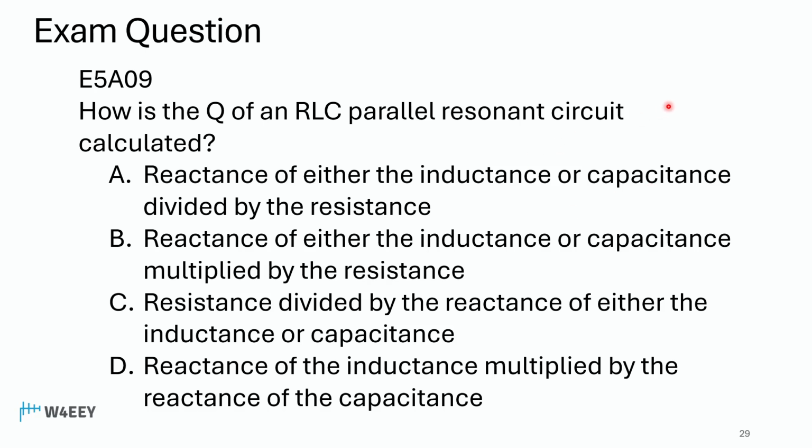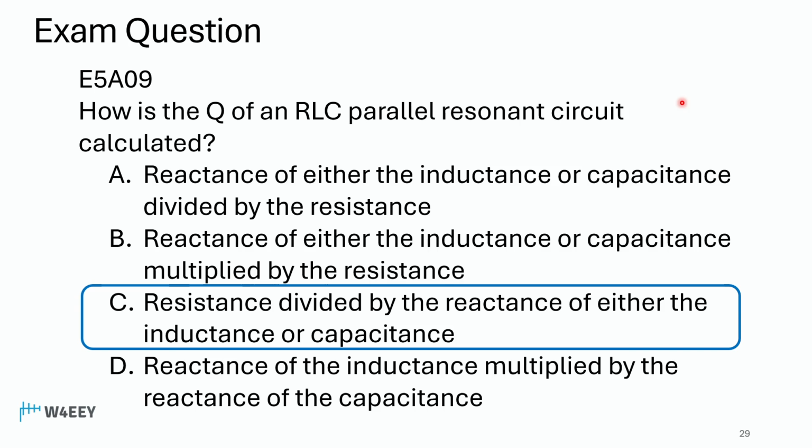How is the Q of an RLC parallel circuit calculated? Your prescription is an RX thing, which might help you a little bit here. It is C, resistance divided by the reactance of either the inductance or capacitance. So R over X.